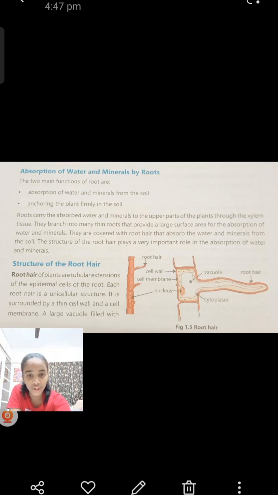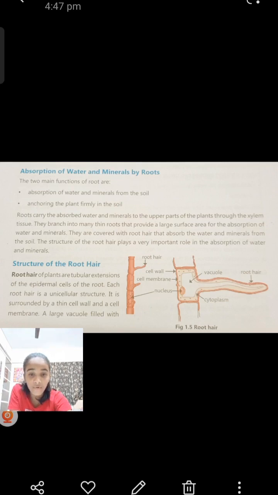Now 42nd question is, what do roots branch into and what do they provide? The answer is, roots branch into many thin roots that provide a large surface area for the absorption of water and minerals.